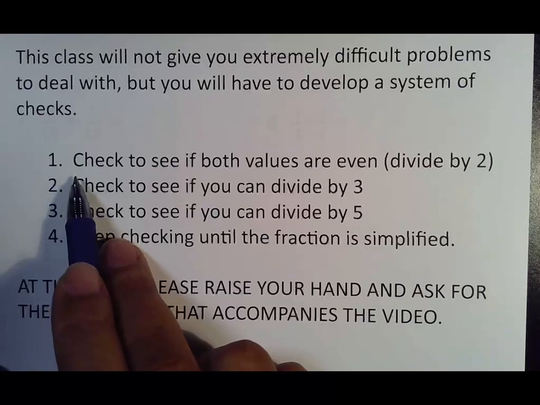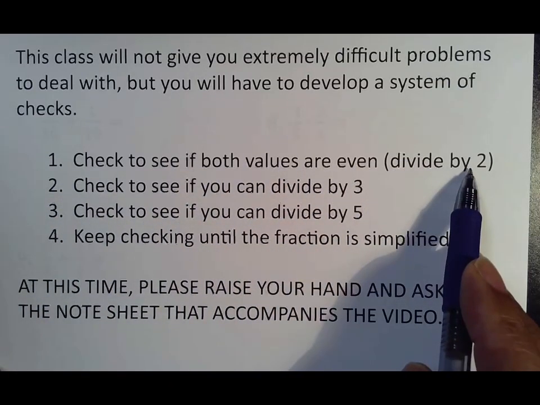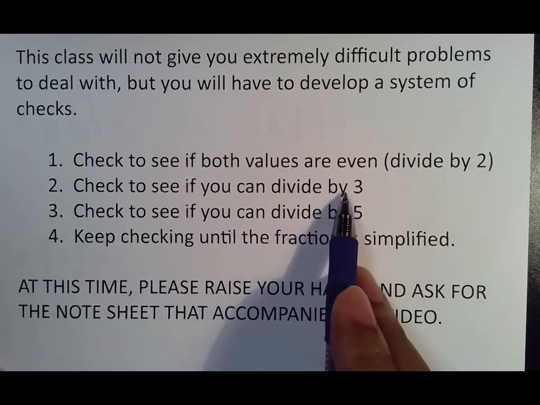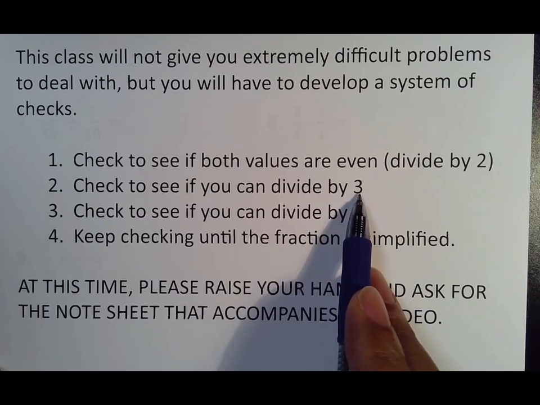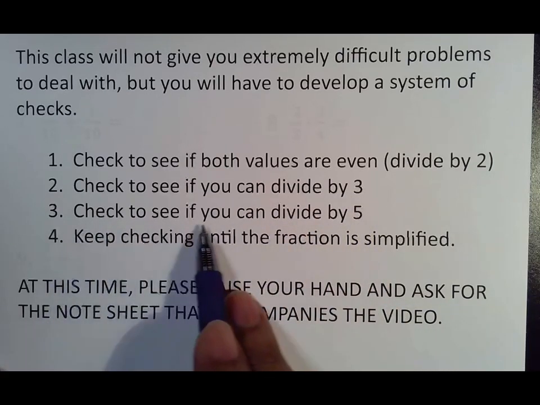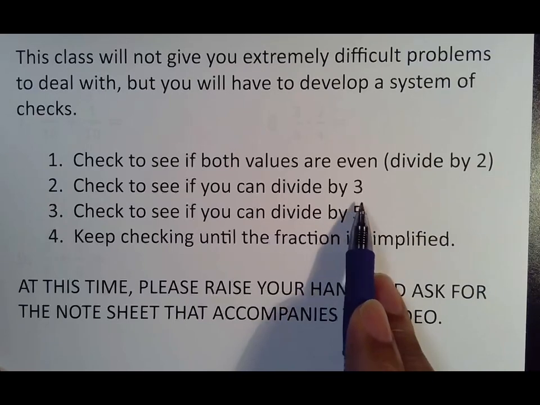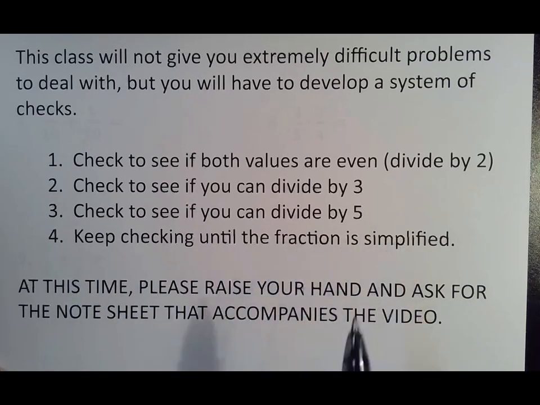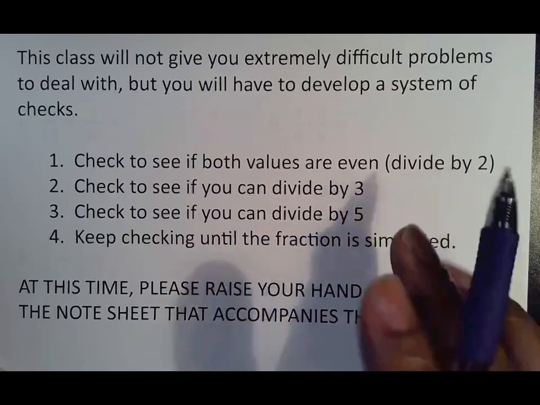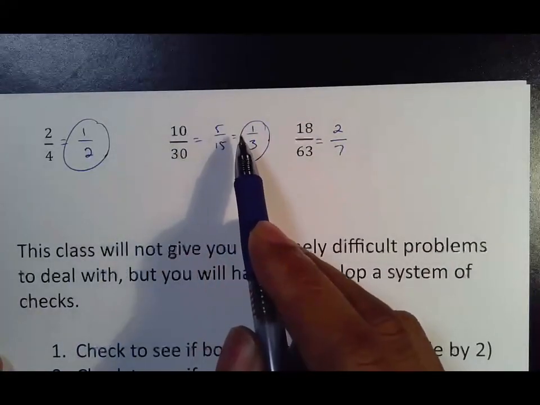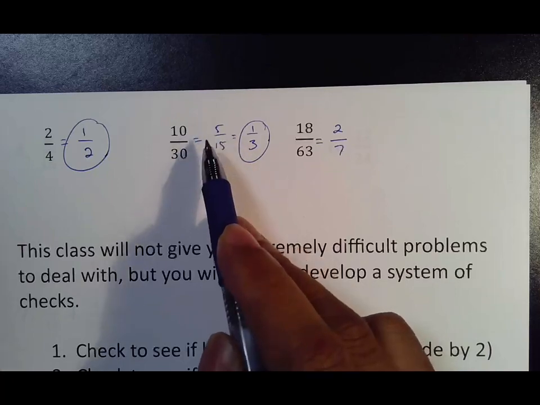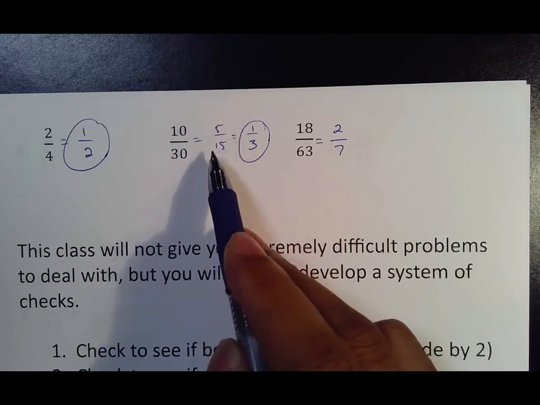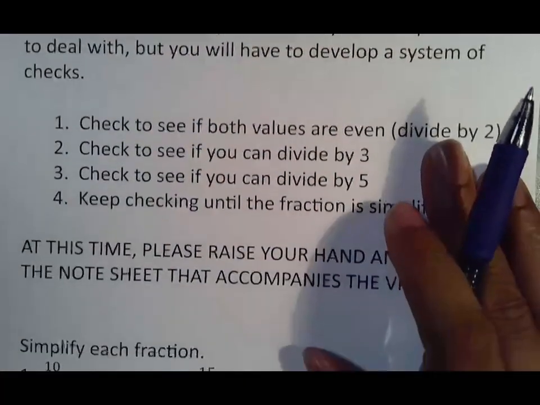Whenever you get a fraction, just check to see if they're both even or if they can divide by 2. Check to see if you can divide by 3. There's a trick for that, which we'll talk about as we move forward. Check to see if you can divide by 5. Again, divide by 5 means it ends in 0 or 5. And then just keep checking until the fraction simplifies. So if you can pull out a 2, 3, or 5, kind of like we did here, look at the number again and say, again, kind of like we did with prime factorization, can we break that down anymore? And then just keep going until you can't.